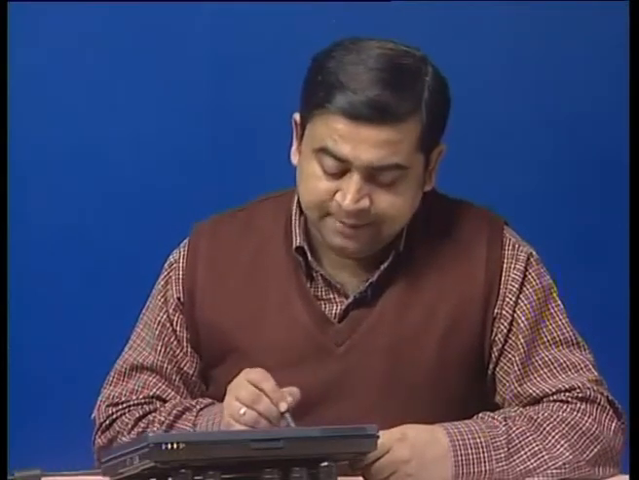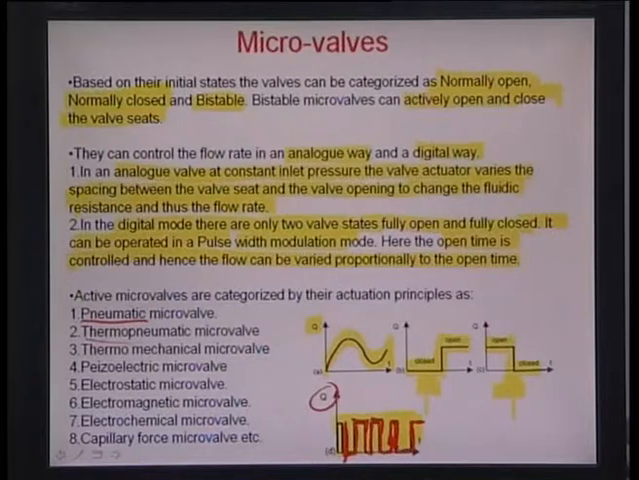Active microvalves are characterized on the basis of their actuation principles. Actuation means the way that you are delivering the energy. You can actuate a microvalve pneumatically, thermopneumatically, or thermomechanically. You can also use a piezoelectric crystal to actuate a microvalve. You could use the electrostatic method for microvalve actuation, electromagnetic, electrochemical, capillary force, surface tension. All different kinds of forms can be used for closing and opening a valve system.